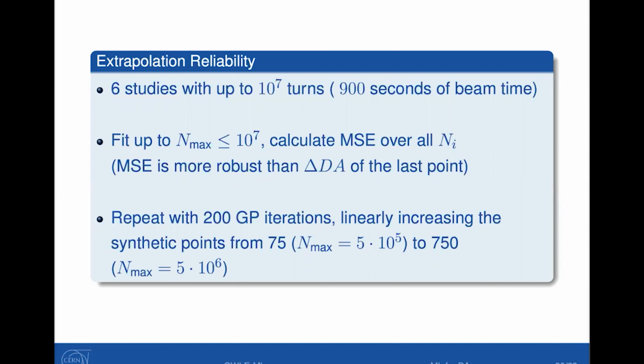So we fit, for example, up to 10 to the 5 turns. We calculate the mean squared error over all the points we have up to 10 to the 7. That's our baseline. Then we do the same with 200 GP iterations. As I said before, 100 seems enough, but let's take 200. Why not? It's only 100 more. We increase the number of synthetic points while we grow, which also makes sense because we're fitting more points. So we start at 500,000 turns, not 100,000, where we add 75 synthetic points, and we go up to 5 million, so that's half of the 10 to the 7. And there we use 750 synthetic points.